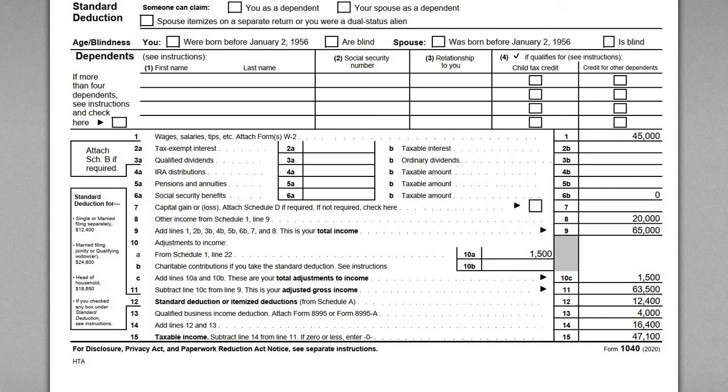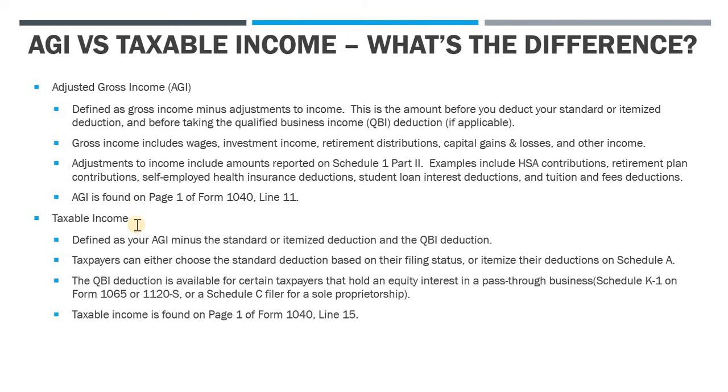So now let's go back to the slide and talk about taxable income. Taxable income is your AGI minus the standard or itemized deduction and the QBI deduction, as we stated up here. Now, taxpayers can either choose a standard deduction based on their filing status, right? So whether you're a single filer, married filing jointly, separate, or head of household, you'll always have a different standard deduction amount, and it generally changes every year. Or you can itemize deductions if you want to include a Schedule A. And like I said previously, the QBI deduction is available for taxpayers that might have an interest in a pass-through business, and so they can deduct that QBI amount on their return.